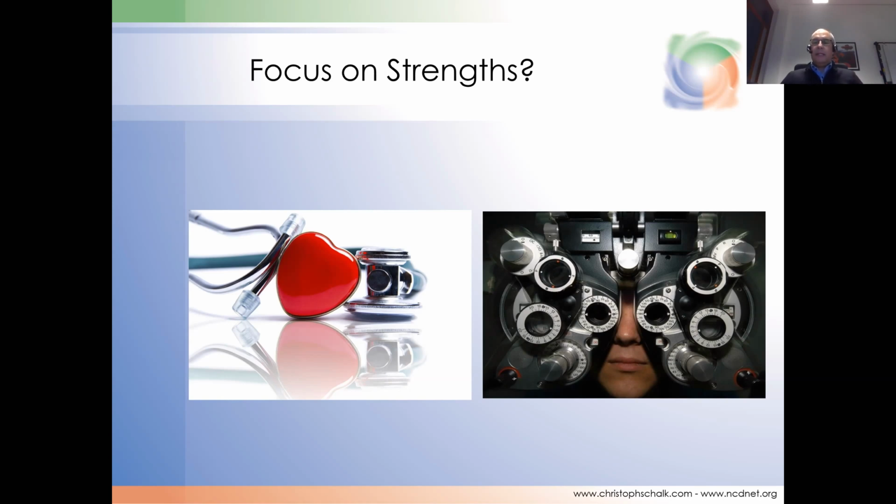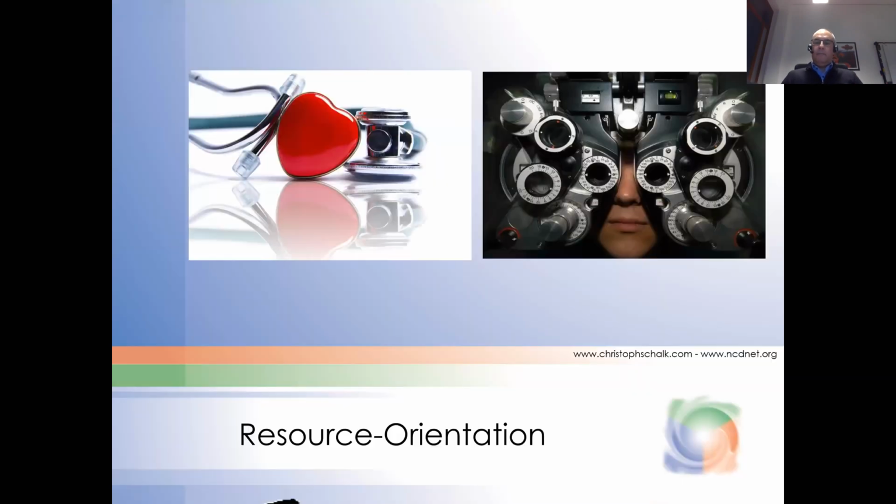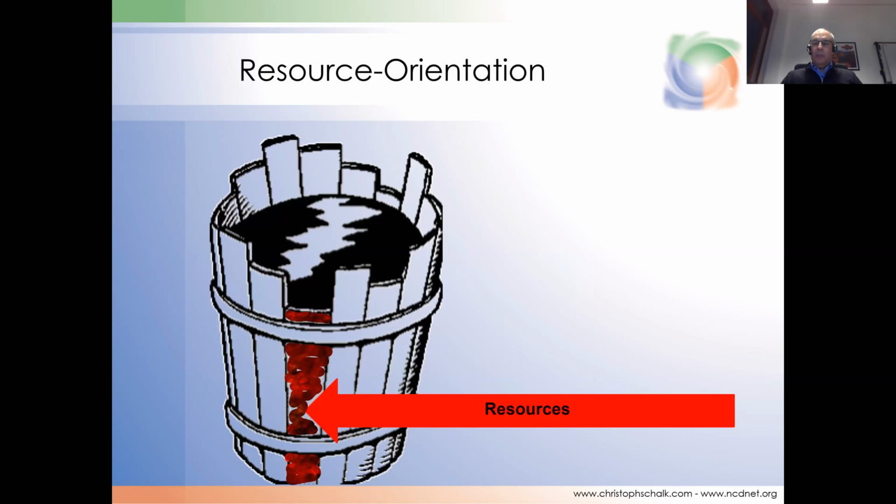Nevertheless, having said that, there is another important thing. Even in the area of your minimum factor, there are resources. And this is really important to understand the center of NCD. While we do focus on the minimum factor, and while we do not ignore the weaknesses that are there, we do focus also on the resources that are there in the area of our minimum factor.